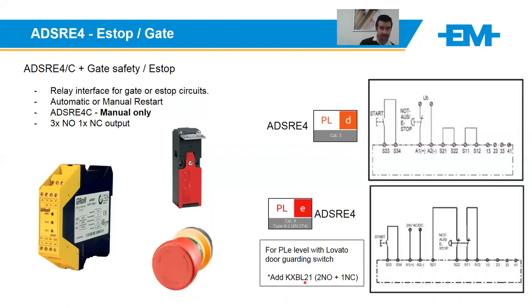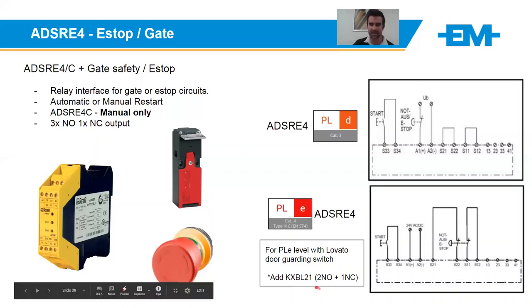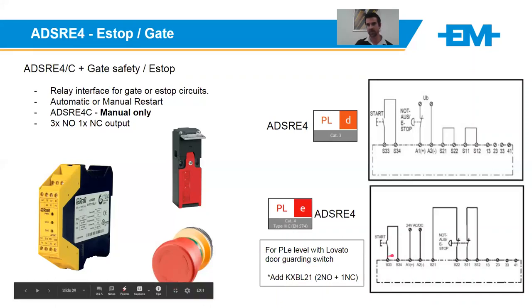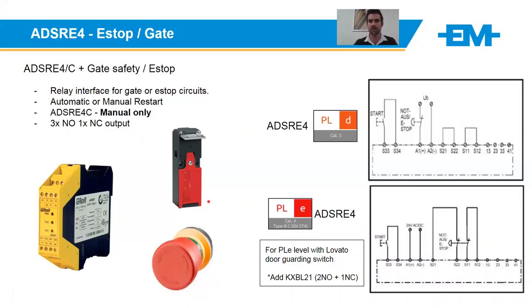If you look on page K31, you'll see all the safety limit switches there. This particular contact block is not in the catalog. It is, however, on the system. So if you want to add the two normally closed, we can use it in this configuration. Obviously, it'll be closed when the door is inserted. Then adding this contact block to the safeguard limit switch is another great option. So that's the ADSRE4 and ADSRE4C standard e-stop and safe gate relay module, safety relay module.